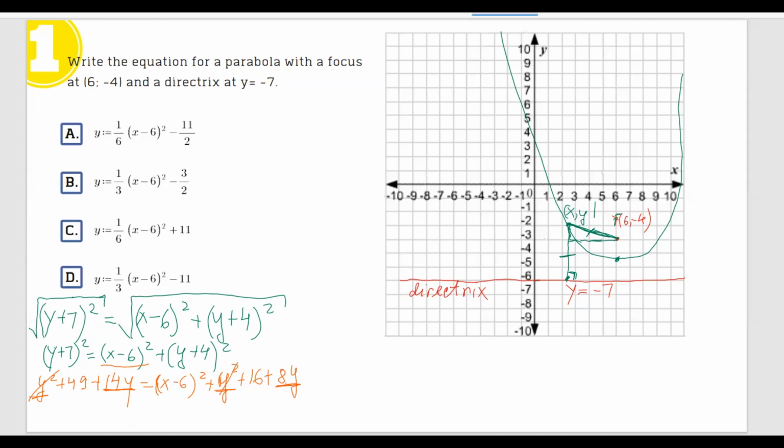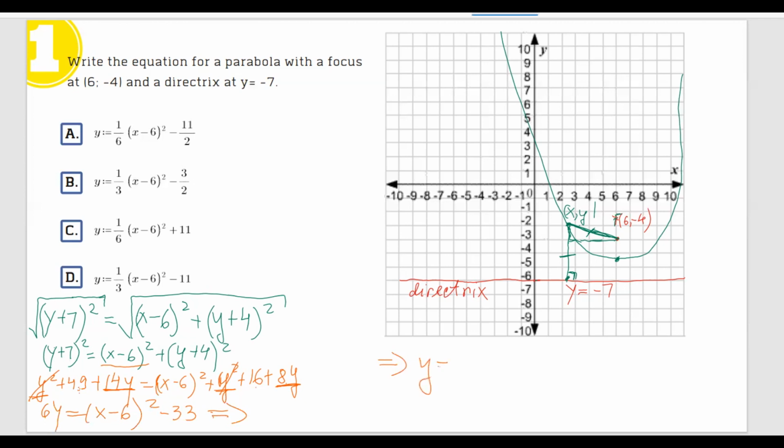When we take this 8y to the other side of the equal sign, it becomes negative. So we have 14 minus 8, which gives me 6y equals (x minus 6) squared. And I have 16 minus 49. Taking this 49 to the other side of the equal sign, it changes the sign. So it becomes minus 49 plus 16, I get minus 33. And now let's just solve for y.